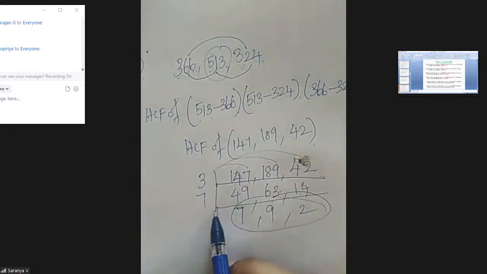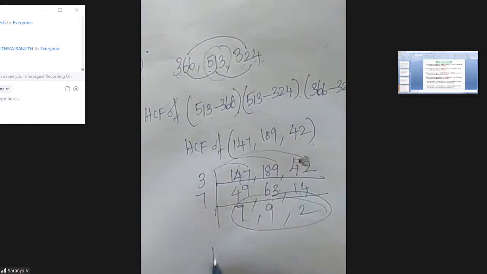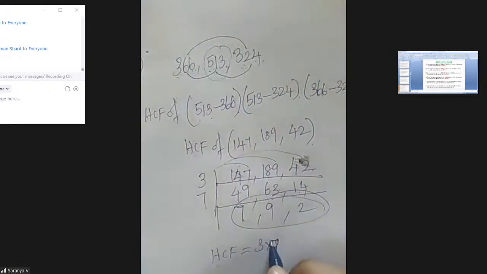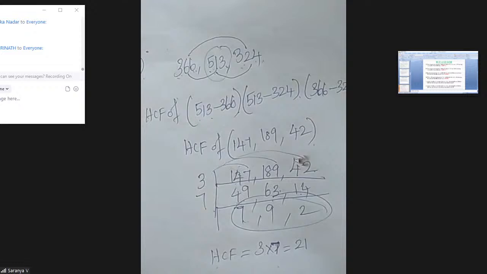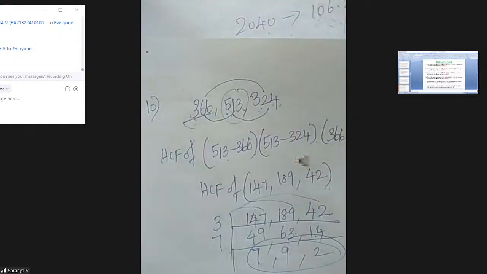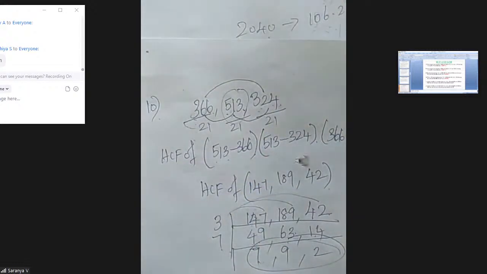Yes, I have taken 7. 7 sevens are 49. Any doubt? So HCF is 3 into 7, so the answer is 21. Is that clear? So if you divide all the three numbers by 21, you'll get the same remainder. Okay.